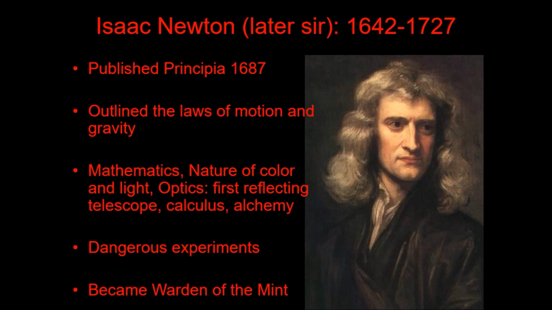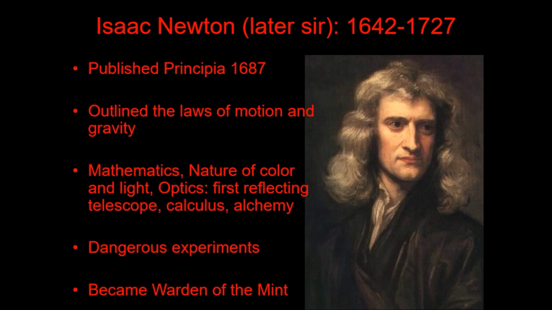But anyway, Isaac Newton, later Sir Isaac Newton, published the Principia that we're talking about here in 1687, and this outlined the laws of motion and gravity. Again, as per most of the scientists of his day, he was involved in a number of things, something you're not really allowed to do anymore as a scientist. You're immediately railroaded as a physicist or a chemist or a biologist. Isaac Newton did it all.